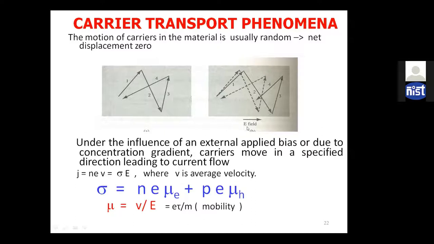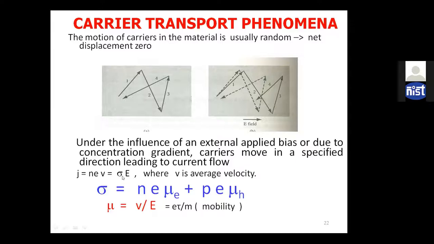But we can get the current if we apply an external stimulus. That may be in the form of electric field or light or magnetic field. So when you apply an external electric field, depending upon the field direction, this carrier motion will be in a proper direction, and that leads to the current. So that means we can get this current either by applying an electric field or by applying temperature or due to the difference in doping concentration, that means a carrier concentration gradient. So there are different ways through which we can get current from a semiconductor material.